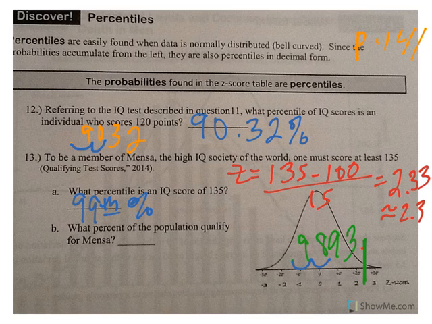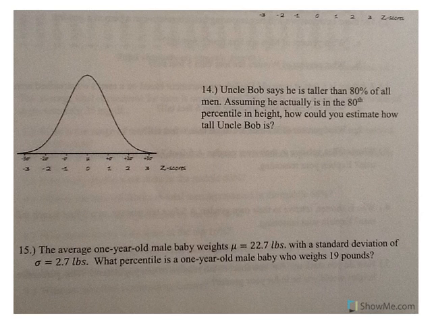Now, part B, what percent of the population actually qualifies? Well, if you qualify, you're the little bitty bit over here on the right, because you've got to have 135 or higher. So we would take 1 minus 0.9893, and we would end up with 0.0107. Change that to a percent: 1.07% of the population would qualify for the Mensa Society. I bet I couldn't keep up with those conversations.